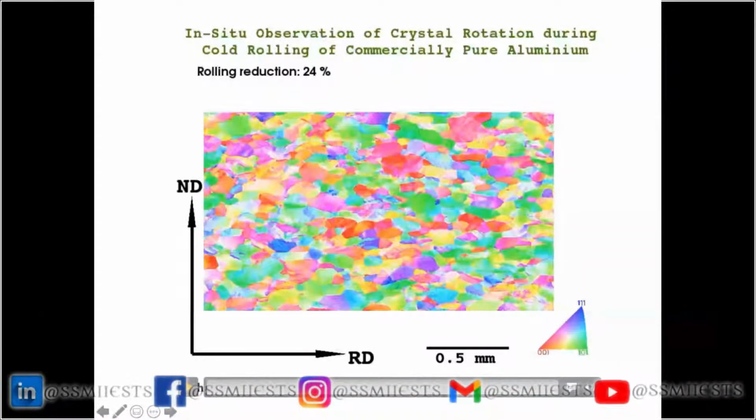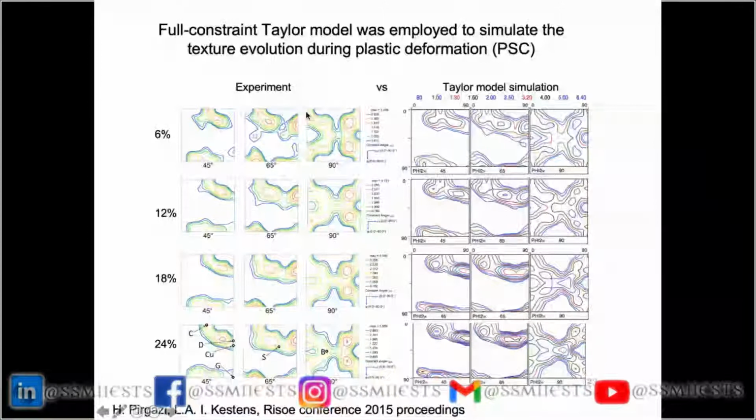Now, I can give an entire presentation about this experiment. I don't have time to go into the detail now. You can see here that we model this behavior by what is called the Taylor model of simulation. And in fact, we understand this quite well. If you see this after 6, 12, 18, 24%, the model texture resembles on average quite well the experimental texture.